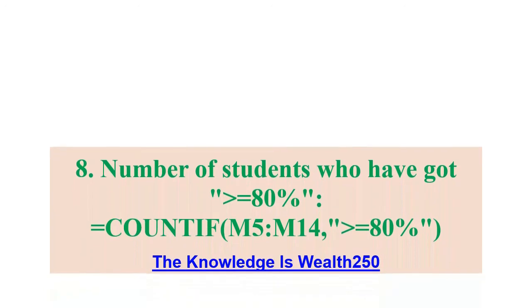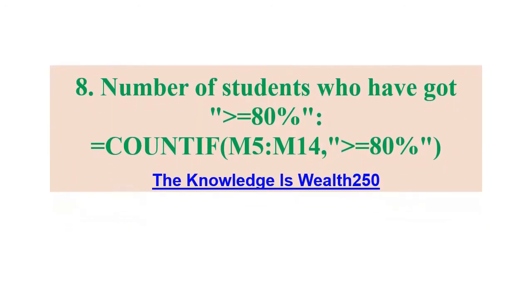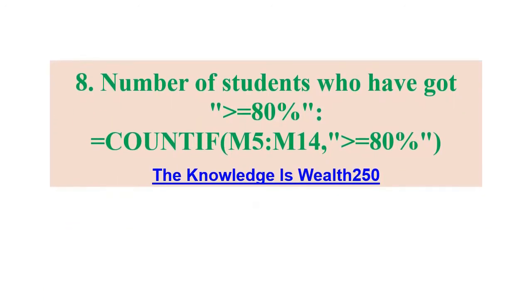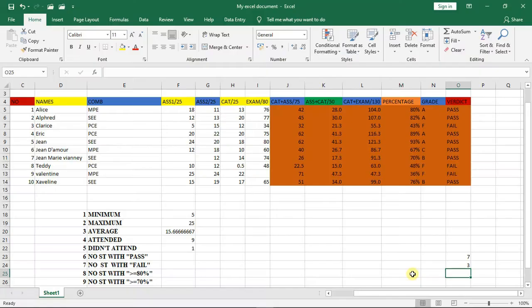Okay, so formula number 8 that we're going to calculate is the number of students who have got greater than or equal to 80%. How many students do we have who have got greater than or equal to 80%? By using our table also, we are going to see how this formula is calculated. So I want you to be more attentive and watch how it is calculated by using Microsoft Excel.